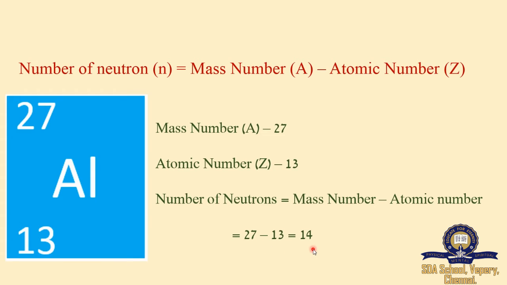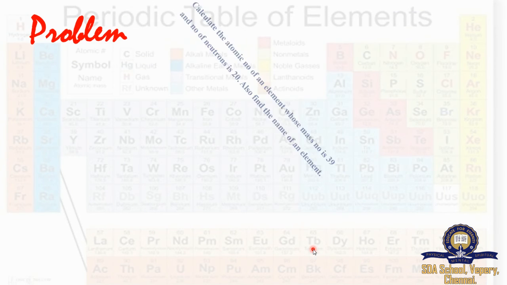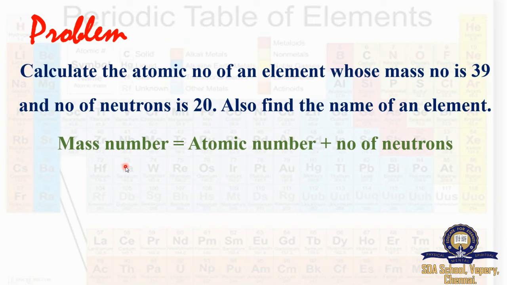So now let us solve one problem related to it. The question is, calculate the atomic number of an element whose mass number is 39 and number of neutrons is 20. Also find the name of the element. So what we need to find? We need to calculate the atomic number of an element. They have given the mass number and the number of neutrons present. As we know, mass number is equal to atomic number plus neutrons.